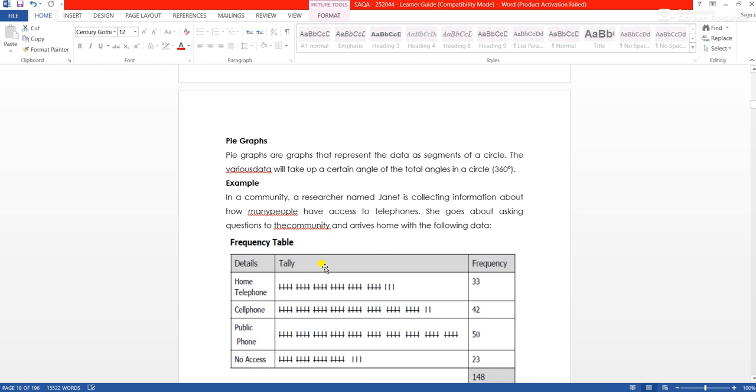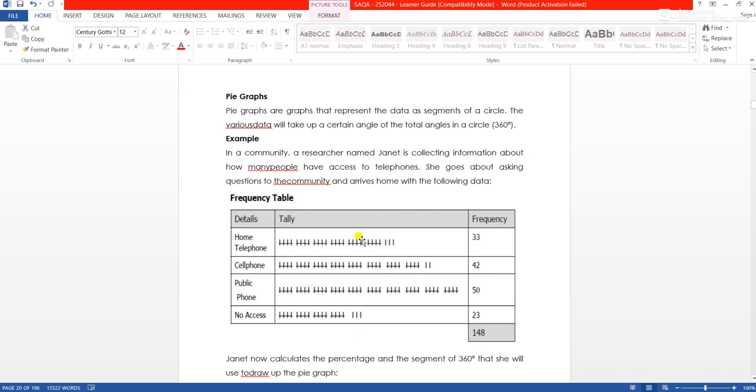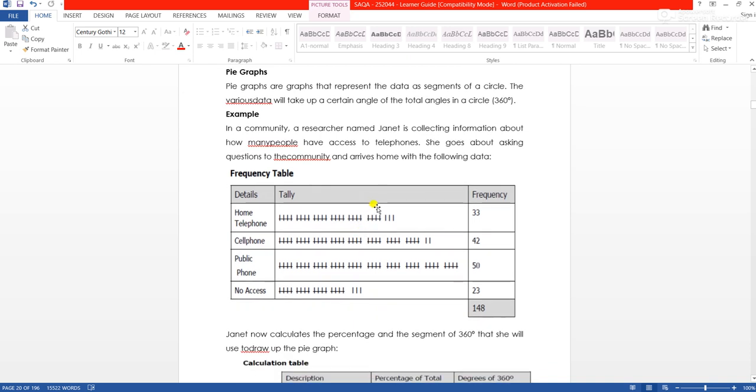A pie chart is a graph that represents the data as segments of a circle. The various data will take up a certain angle of the total of 360 degrees in a circle. So you just have to know that a pie chart's circumference is 360, and also when we calculate angles within our pie chart, we need to total our figures to 360. So let's look into this example that was provided.